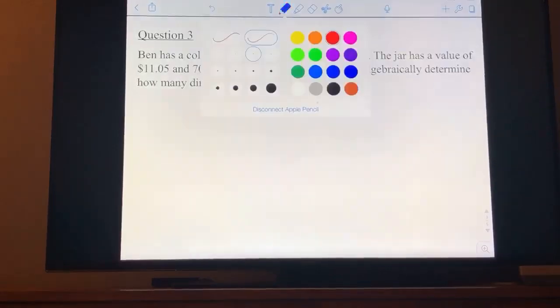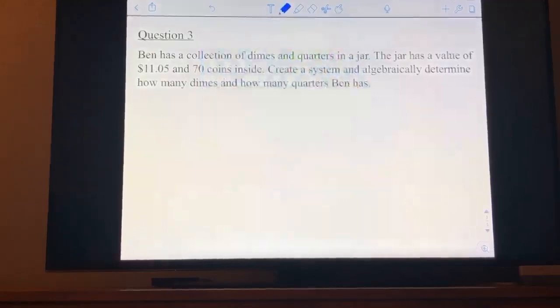All right, so what would the first thing we want to do here, based on what this question's saying? So we have a collection of dimes and quarters. The jar has a value of $11.05, and it has 70 coins inside. So both of these are very important pieces of information. Also the fact that we have dimes and quarters, very important.